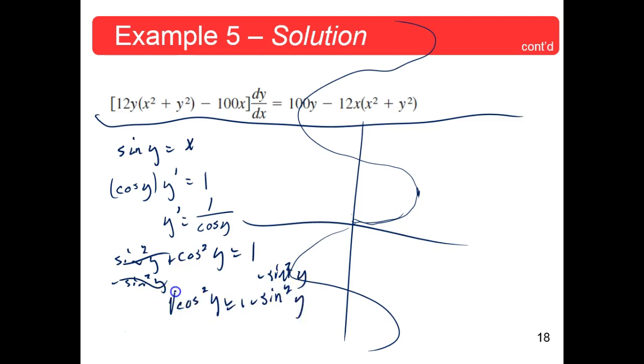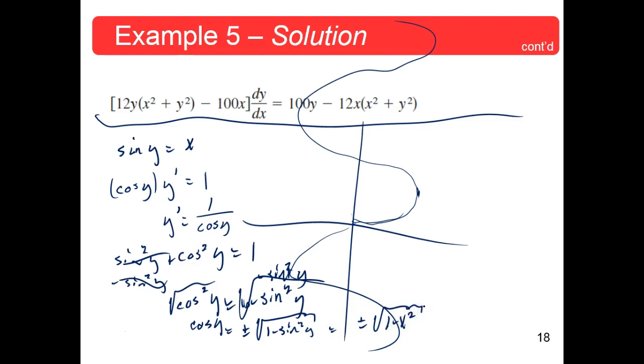And then take a square root. Oh, the 1 is supposed to be in there. And you get cosine y is equal to plus or minus the square root of 1 minus sine squared y. Okay. And then they do a little trick and say, but sine y is x. So they say this is equal to plus or minus the square root of 1 minus x squared.